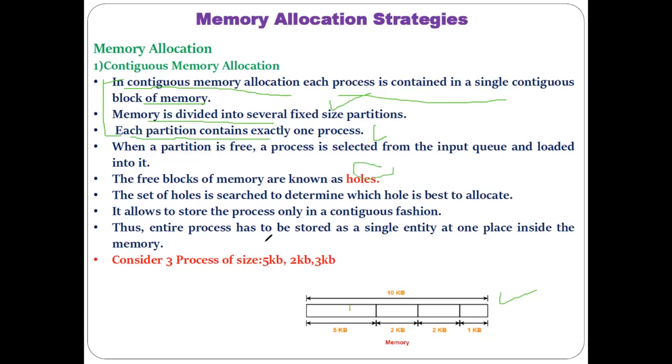Whenever a process requires memory, these free blocks or holes are searched, and whichever hole is available, the process gets its memory. That is the reason for the last point I have mentioned: the entire process has to be stored as a single entity at one place inside the memory. That is called contiguous memory allocation, where each process gets stored in exactly one partition of the memory, where partitions are pre-divided.